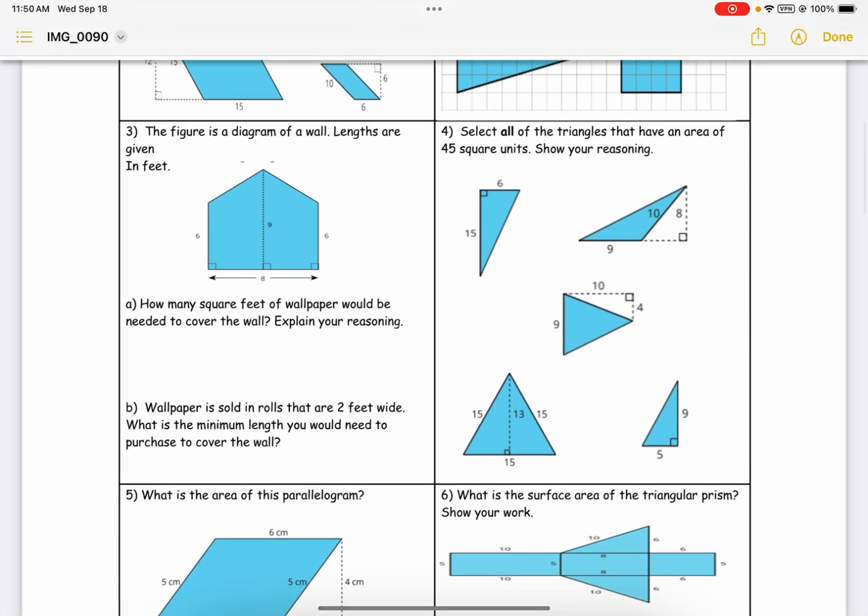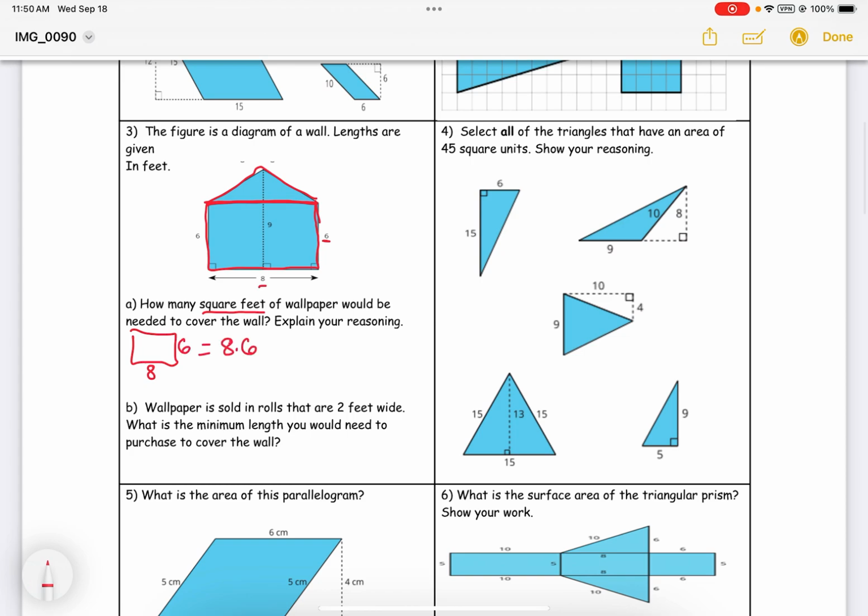Questions 3 and 4. So question 3 says the figure is a diagram of a wall. Lengths are given in feet. How many square feet of wallpaper would be needed to cover the wall? So how many square feet? So we're trying to find the area. I would start by cutting this up maybe into a rectangle and a triangle. So I'm going to find the area of this rectangle down here, and then I'm going to find the area of the triangle. So the rectangle's area, the base is 8, and the height, notice, is 6. So 8 times 6 would give me 48 units squared.